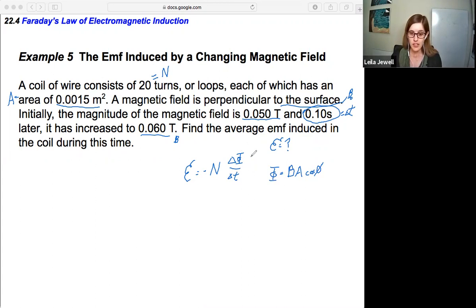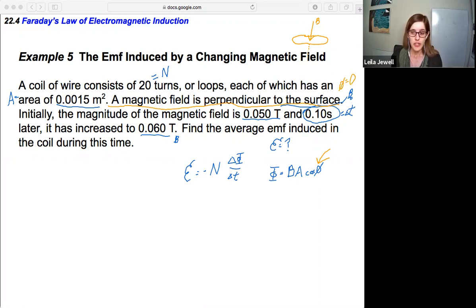So I've seen N, I've seen the change in time, I've seen the final and initial magnetic fields, I've seen the area. What about this angle? Any ideas on that? Well, this one we have a clue for in the words of the text. Notice it says the magnetic field is perpendicular to the surface. So if we drew this, we would see magnetic field lines going perpendicular to the surface of the coil. If the coil has a normal that's that way, the angle between the normal and the magnetic field is going to be 0.